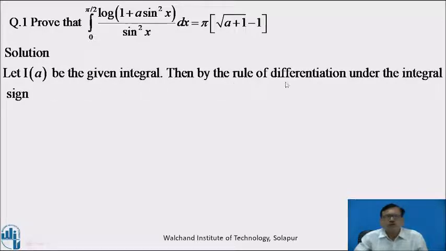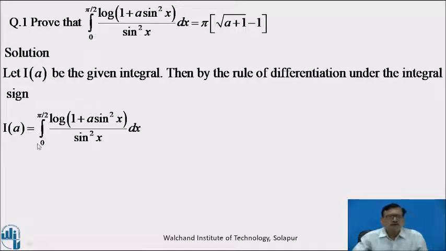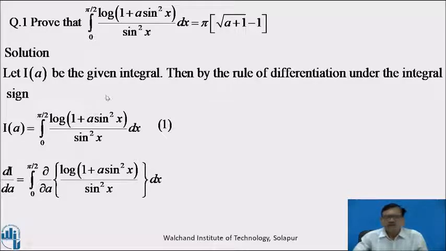Then by the rule of differentiation under the integral sign, let I(a) equal the integration from 0 to pi by 2 of log of (1 plus a sin square x) divided by sin square x dx. Let us call this equation number 1. Then by using DUIS, that is differentiation under integral sign, you get dI by da equal to the integration from 0 to pi by 2 of del by del a of log of (1 plus a sin square x) divided by sin square x dx.